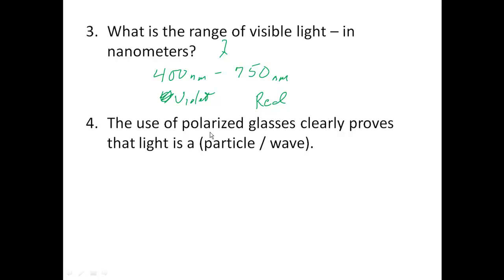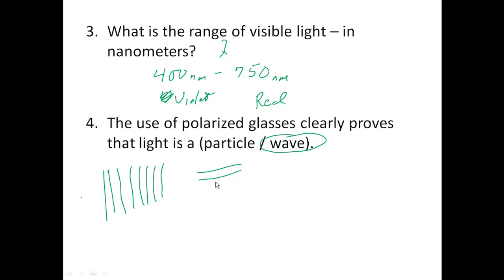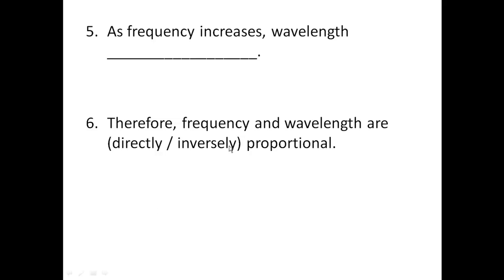Okay, the use of polarized glasses clearly proves that light is a wave. Remember, we had polarized glasses where we said that they had essentially slits in them that were very close together that looked like this, and we had other ones that looked like that, and when we put the two of them together, it blocked all the light, so we could demonstrate that light was in fact a wave.